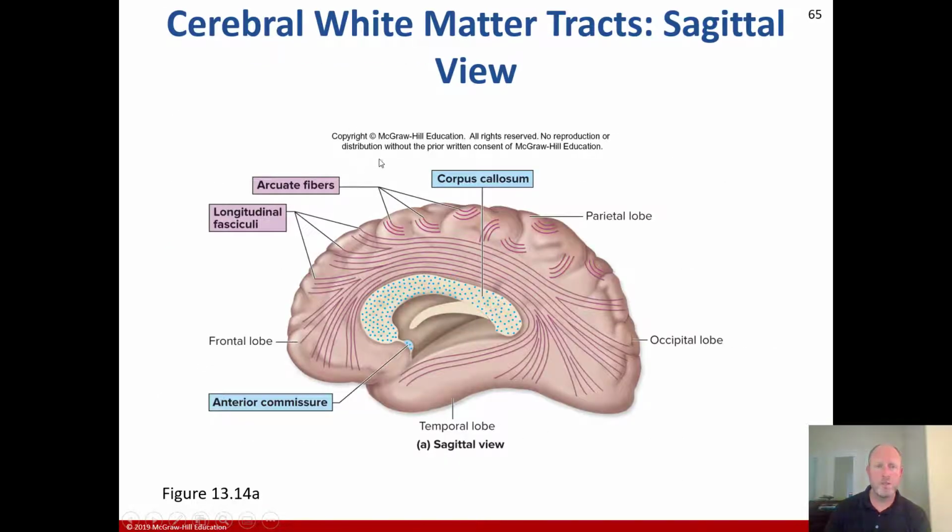Here we can see our central cerebral white matter tracts, in sagittal view. Our corpus callosum here, our parietal lobe, our occipital lobe, our arcuate fibers you're seeing here, longitudinal fasciculi, our frontal lobe, the anterior commissure here, and our temporal lobe here, all for the sagittal view.